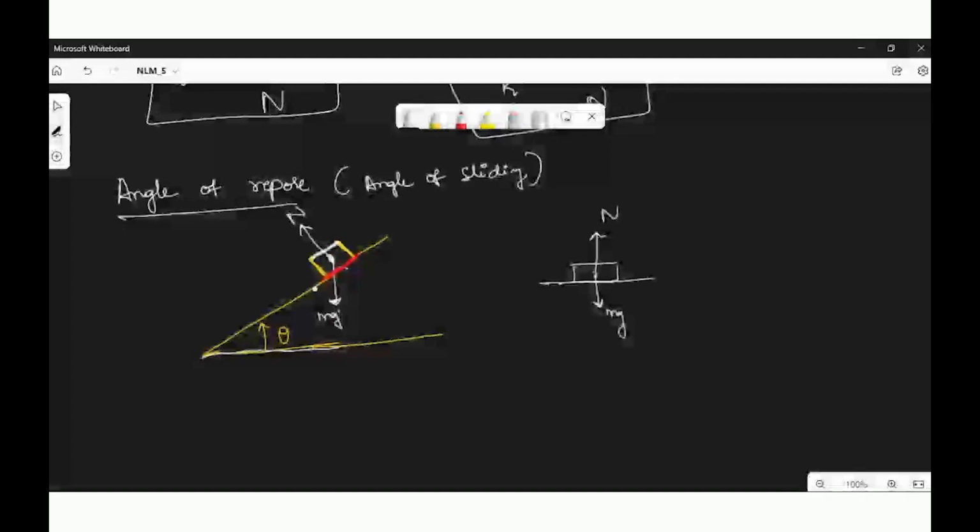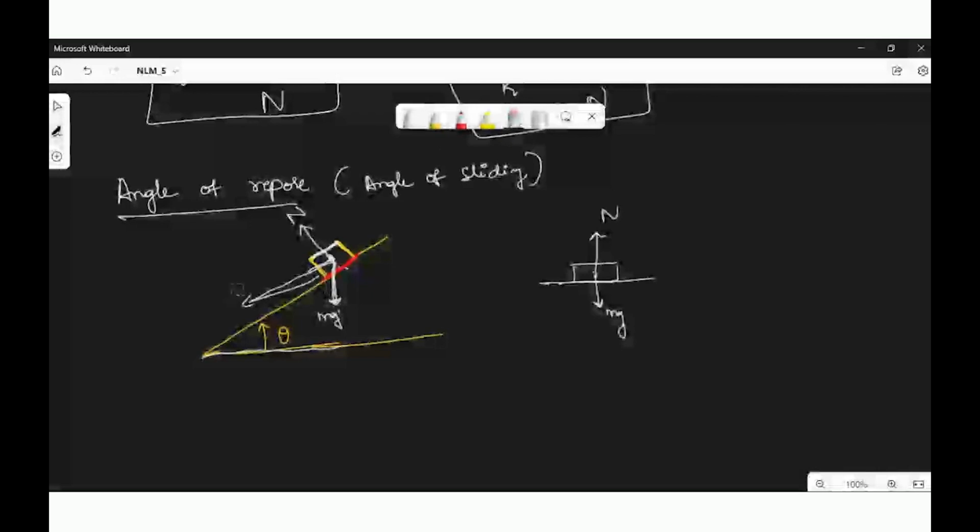Now, this is our mg. What we will do, like we have already learned resolving of vectors. When the vectors are acting at some general angle, we usually resolve them into two perpendicular components. So whenever the object is sliding down an inclined plane, it is easy to assume one direction which is parallel to the surface itself.